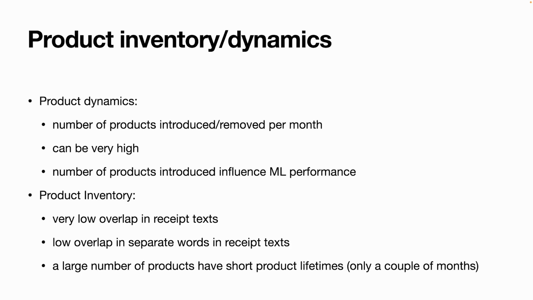The product dynamics are the number of products introduced and or removed per month. It can be very high, up to 10,000 or 20,000 products per month. The number of products introduced, of course, influence directly the machine learning performance. If we look at product inventory, there's a very low overlap in receipt text. There's also a low overlap if we separate the words in the receipt text. The maximum overlap then is 10%. A large number of products also have short product lifetimes, so they are introduced and then disappear quickly after.